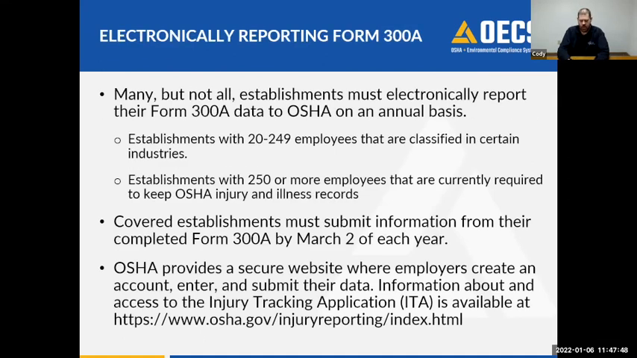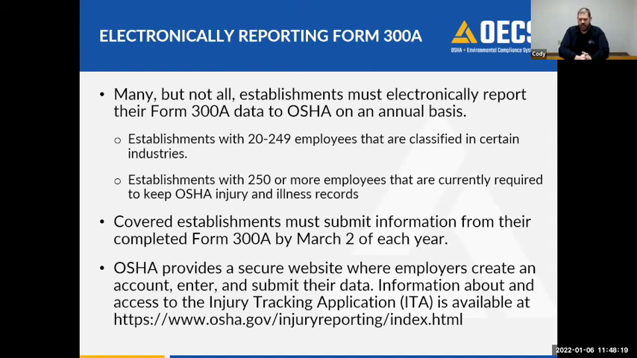This is where I wanted to get into the reporting. So electronic reporting is the new requirement a couple of years ago. And as you can see, 20 to 249 employees that are classified in certain industries. So it's based on your NAICS code. You'll have to go out and search that, figure out if you're on that high risk list. You will have to submit your 300A form to OSHA. Any establishment 250 or more is required to do that no matter what your NAICS code is.